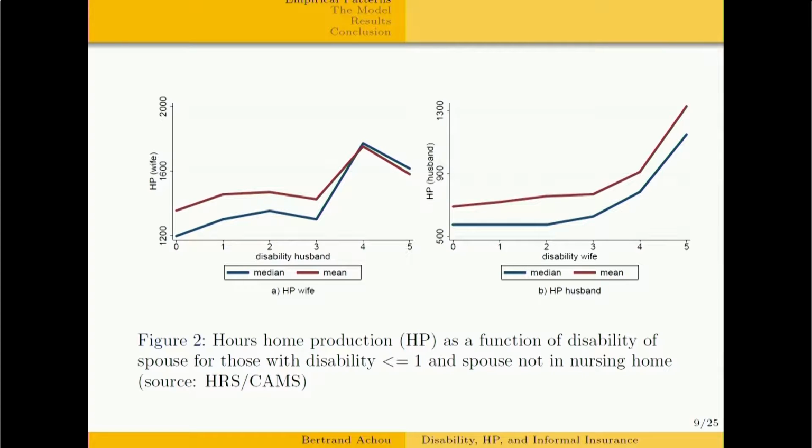You've got a similar picture for men. If your wife gets disabled, you are going to increase your hours of home production in some way. So there are two effects through which the couple helps in instrumental activities of daily living. Imagine first that I'm a wife and I get a negative shock to my health, so I'm going to decrease my hours of home production. My husband is still doing some, so that insures me in some way against this shock, but at the same time it increases the hours of home production that he does. So you've got these two channels playing here.